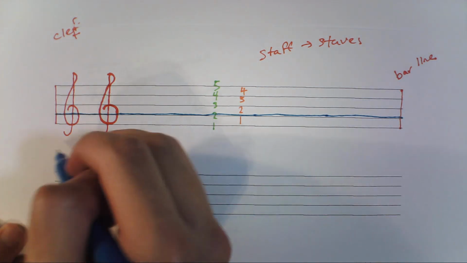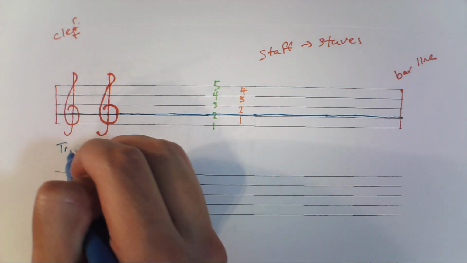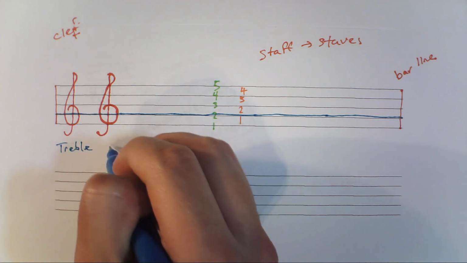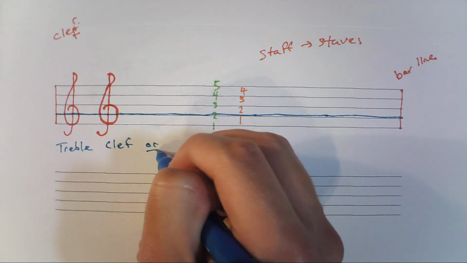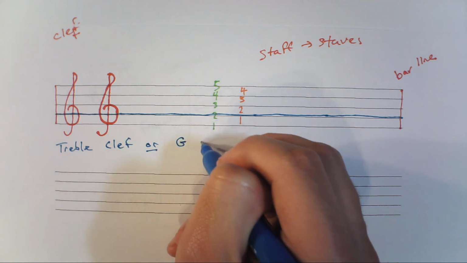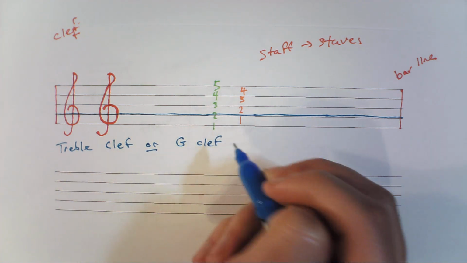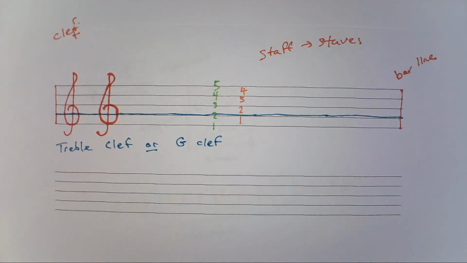Now let's write the name. This is called the treble clef. Or the G clef, and I prefer that name. The treble clef, treble or bass. Treble means high, bass means low. So treble clef is higher than the bass clef. Talks about notes that are higher. But G clef is more specific.